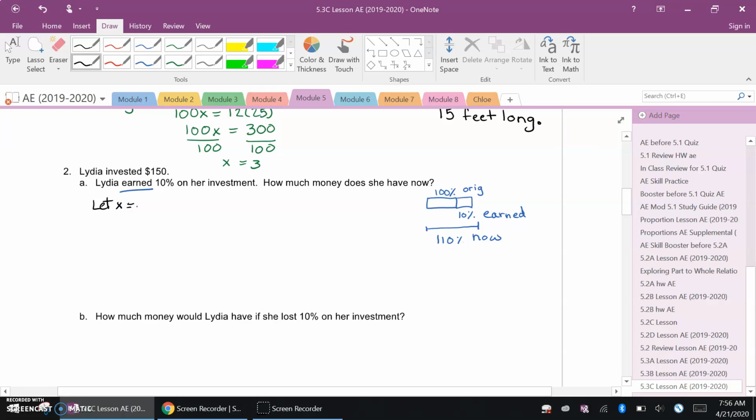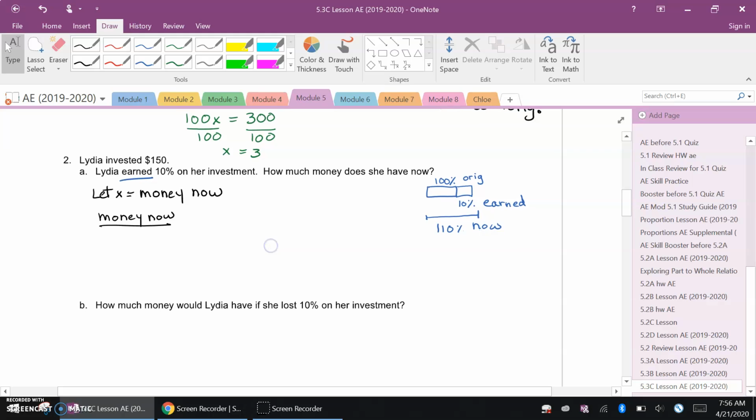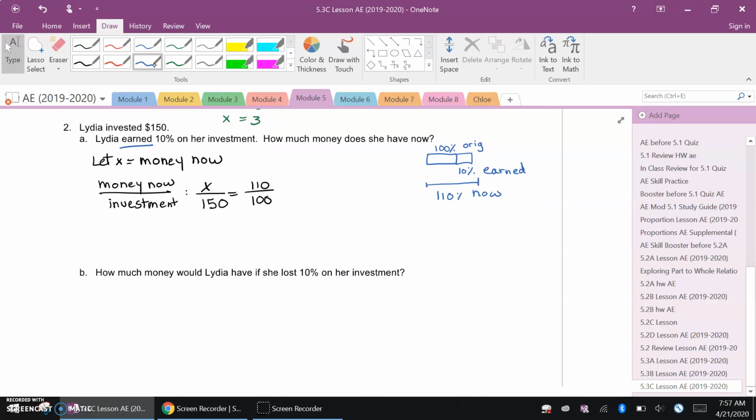So it says how much money does she have now? And we can let x equal money now. And so we have money now over the original investment. And if you want to put the word original, that's completely fine. The thing is, money now is 110%. So out of 100, we don't know how much money she has now, but she started with $150. And so this is going to take care of it all at once.